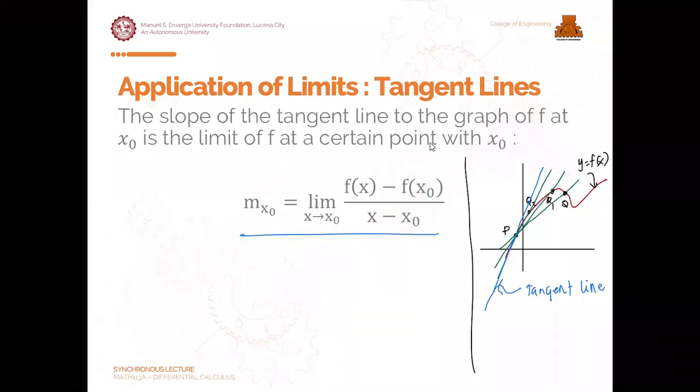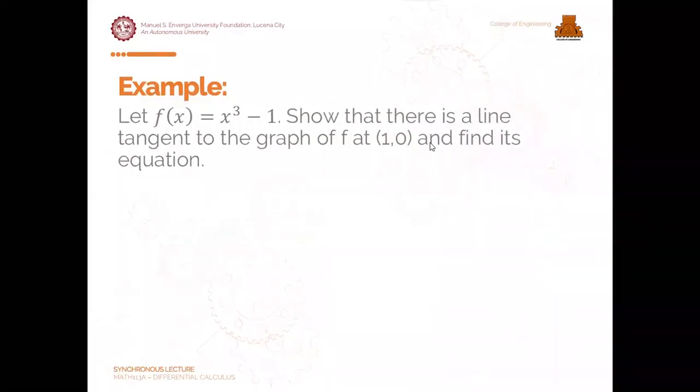Okay? So, tingnan natin sa actual example. Okay? So, let's try first example. Okay. So, let f of x is equals to x cubed minus 1. Show that there is a line tangent to the graph of f at (1, 0) and find its equation.